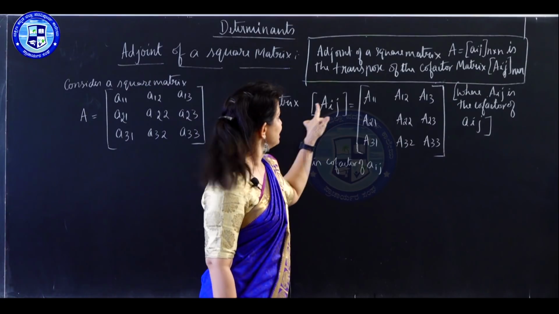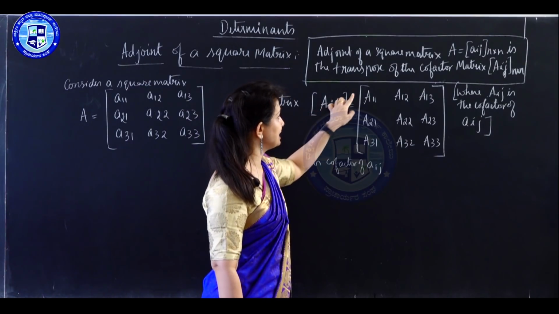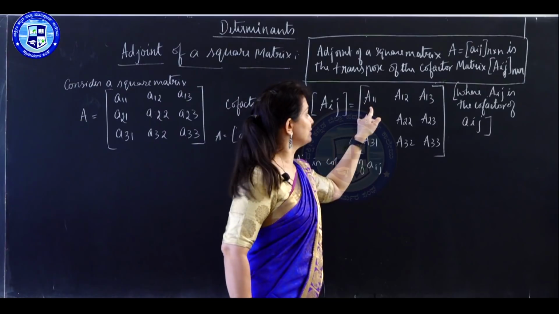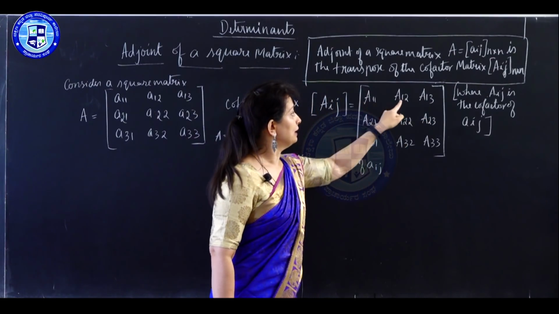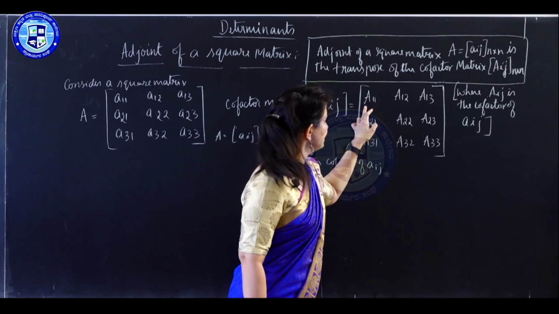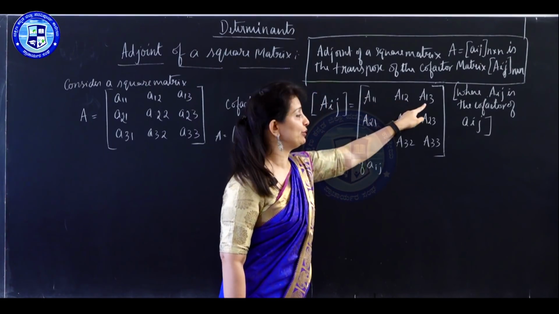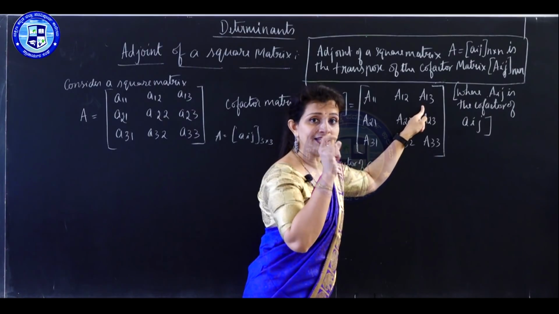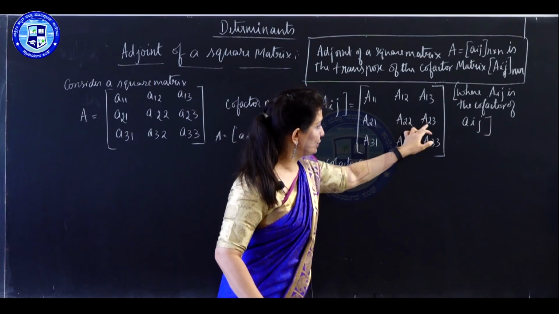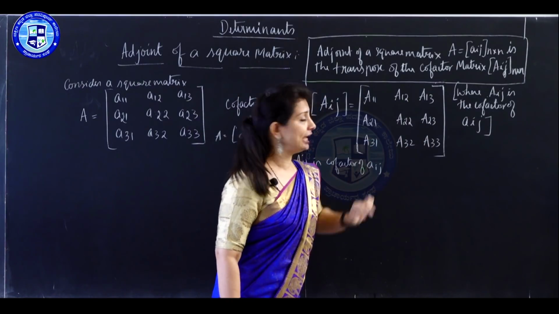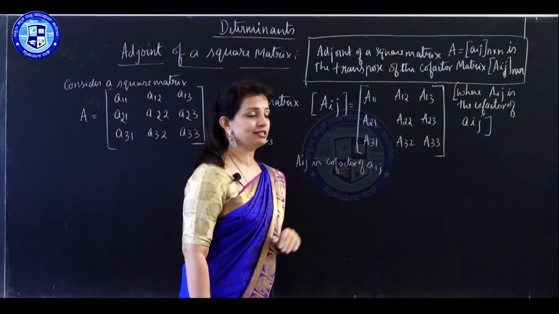cofactor matrix. Okay. So here matrix Aij is a cofactor matrix which is equal to A11, A12, A13. Just observe here that capital letters are taken: A11, A12, A13. That means the elements here are the cofactors. So the cofactors A21, A22, A23, A31, A32, A33. This is a cofactor matrix.